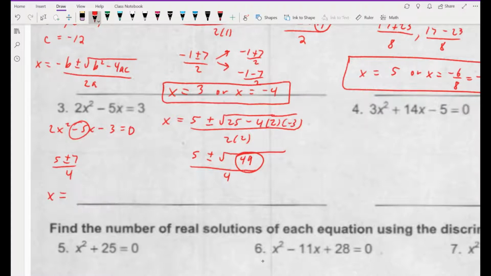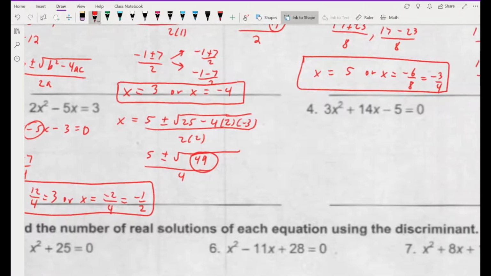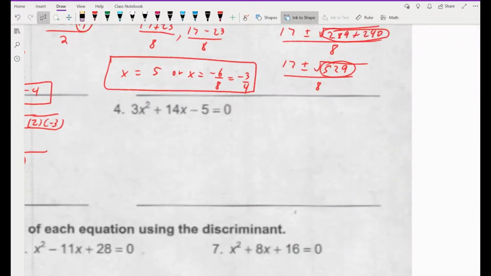Now 5 plus 7 is 12. 12 over 4 is 3. 5 minus 7 is minus 2 over 4, which reduces to minus 1/2. Okay. Number 4. We have our a value, our b value, and our c value.